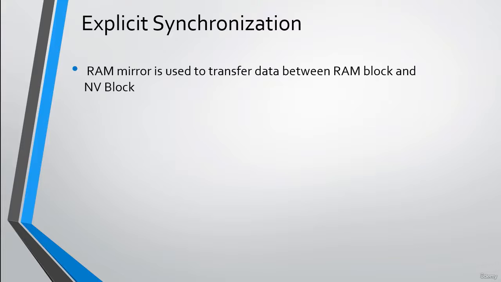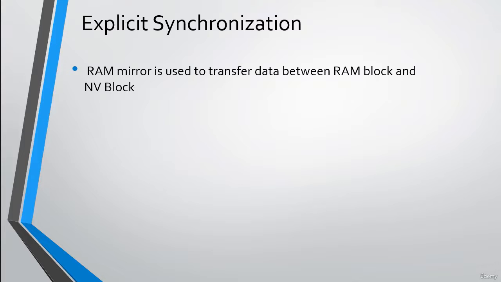Previously we just had the NV block and RAM block directly. But now we have something called a RAM mirror, which is used to transfer the data between the RAM block and the NV block. It's a redundant copy of the RAM block, which is used to give this explicit kind of synchronization, which we are discussing now.